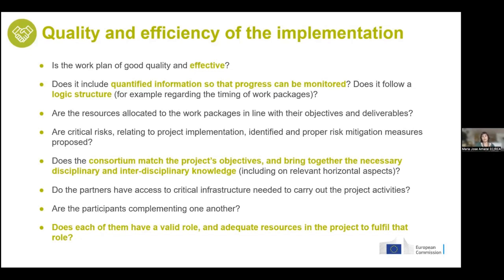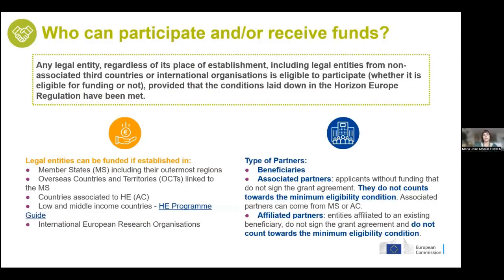Then, of course, when we talk about the consortium, they have to match what you want to do. They have to bring together the necessary disciplinary and interdisciplinary knowledge, and they need to have infrastructure to carry out the project activities as well as complement one another. There's no point in having 10 similar project partners and then missing a huge part of the expertise that you need to deliver the project. So everyone that is there should have a valid role and adequate resources to fulfill that role. Next slide.